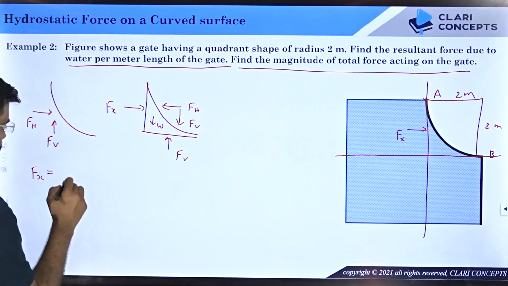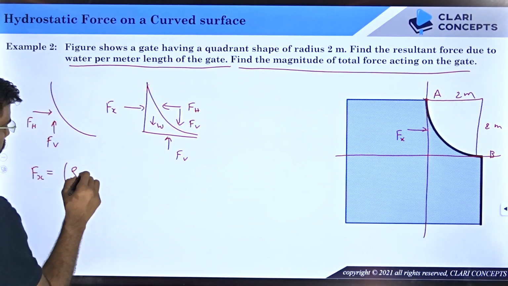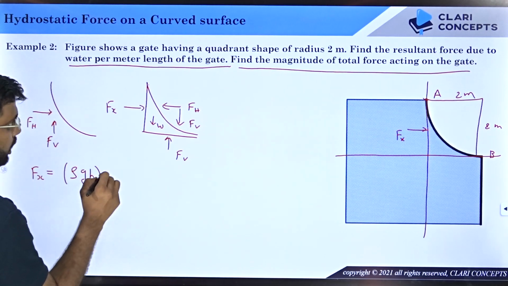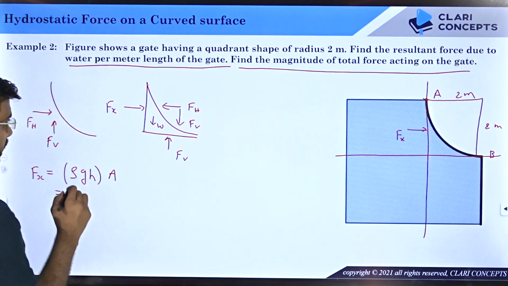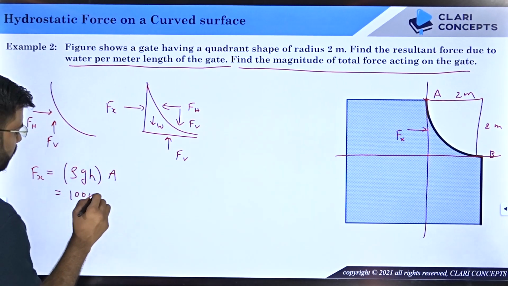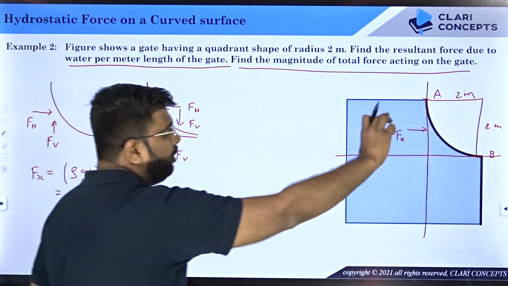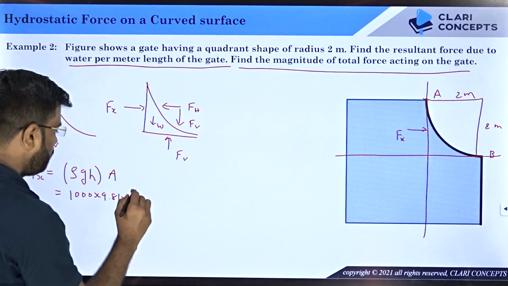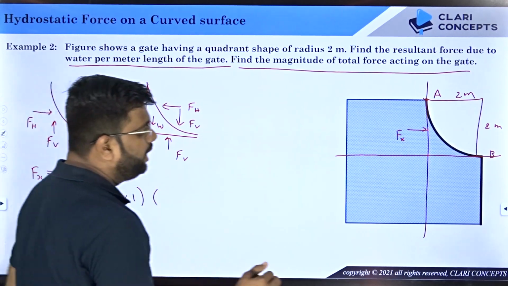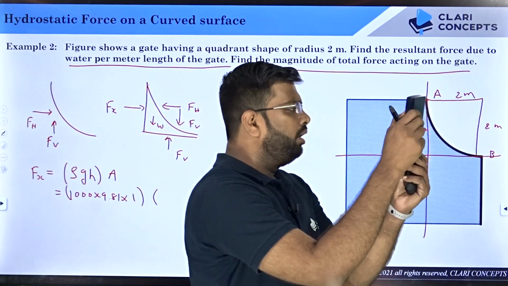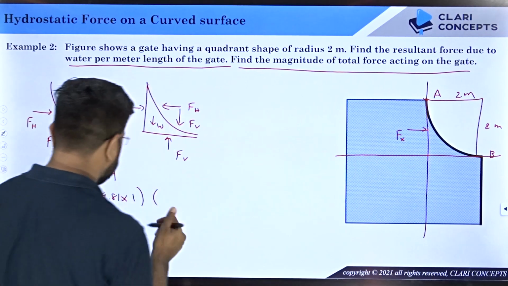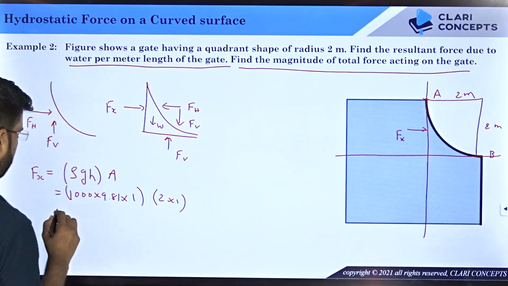Force will be pressure, rho g h, into area A. Simply what is rho? That is density of water, 1000. g is 9.81. h of c will be 1 meter. Area is what? Area is this area of the plane, 2 meter into 1 meter. 2 into 1. Calculate the value.